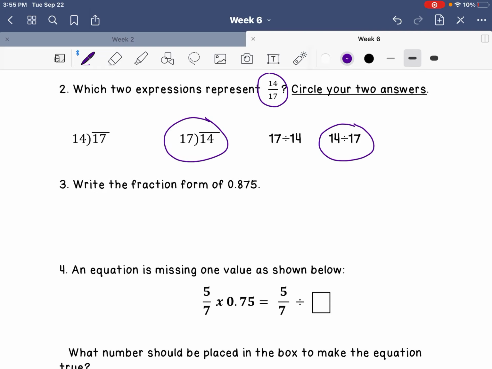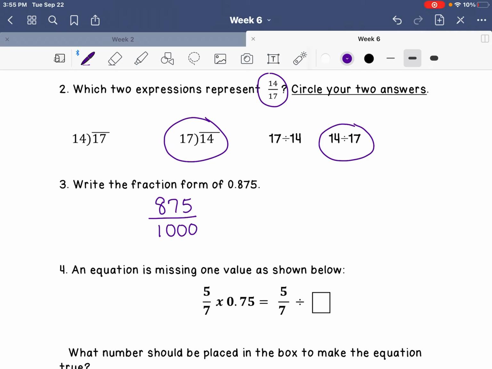Number 3, write the fraction form of 875 thousandths. This is the reason I don't allow you to say the P word. It is not 0.875. It is 875 thousandths. Now that's a benchmark fraction, so it should be something that you know is equal to 7/8.